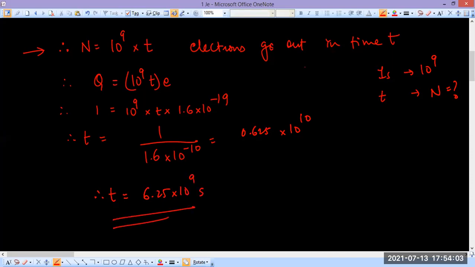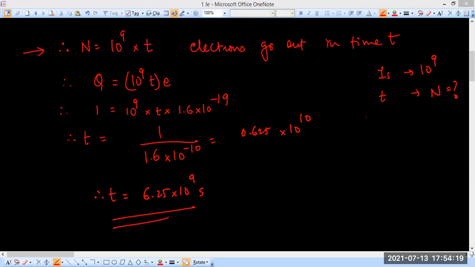Understood? I divided. I have not done anything else. I just divided these two. It's a very easy division. 1 upon 1.6 is 0.625. Method clear? So it will take this much time.